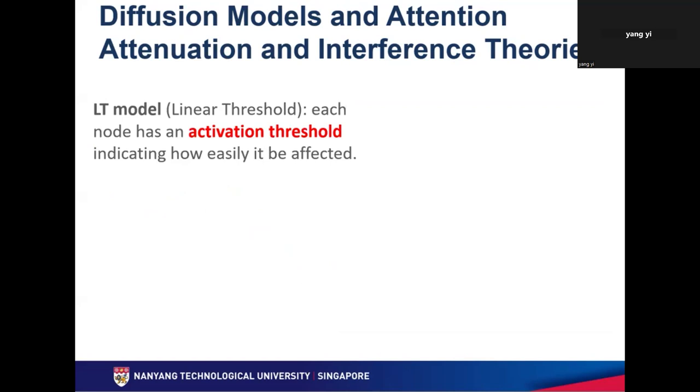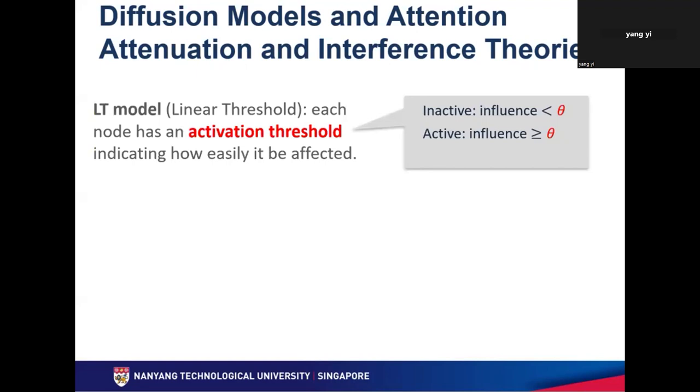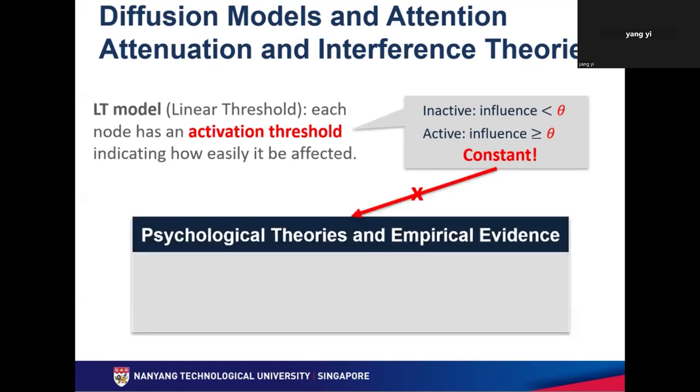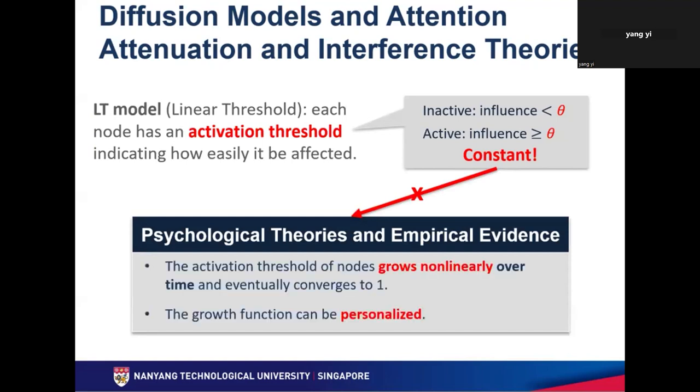The LT model says each node has an activation threshold indicating how easily it will be affected. Each node here is a user. It has two states: inactive and active. If the sum of the influence received from other users exceeds the threshold, the user becomes active, receives the information and spreads it out. Otherwise they do not spread it and stay in the inactive state. Here the threshold is constant in the classical model, but that is not consistent with the psychological theories and empirical evidence. So we replace this threshold with one that is consistent with the psychological theories.